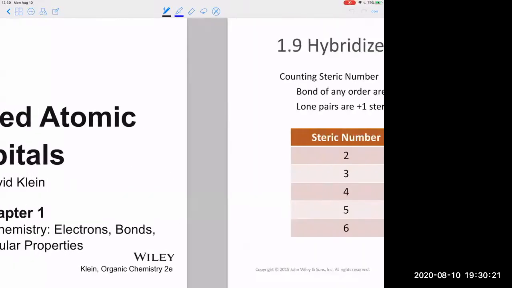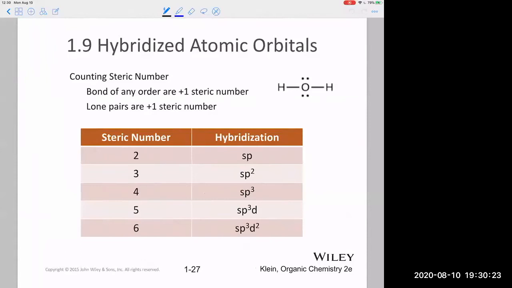It's a little weird. One of the things that we're going to have to do first, it's going to be easier for all of us if we can just nail this skill right off the bat because it's pretty straightforward, is to figure out what the steric number of a particular atom in a particular molecule is. By that I mean you're going to be given a Lewis structure, for example, the one of water here.